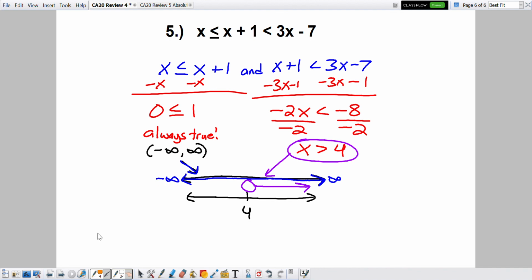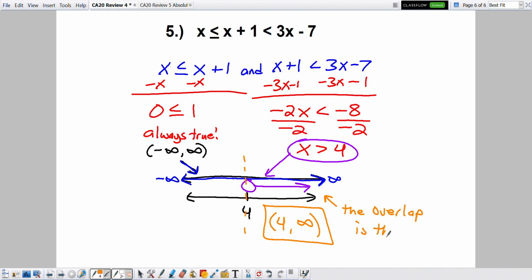You're just looking at where are these overlapping. And so it looks like they overlap starting at 4, but not including 4, all the way to infinity. Again, that's the overlap. So the overlap is the answer. And you might ask, well, what if I ever had a problem where there was no overlapping part? If there was no overlapping part on a different problem, there'd be no solution.